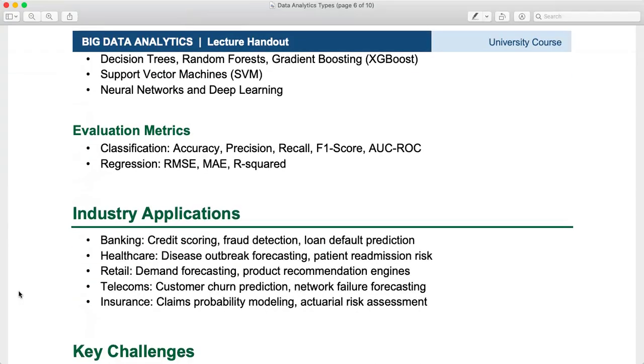Evaluation metrics that we use for classification: we normally go for accuracy, precision, recall, and area under the curve. For regression, we normally go for root mean square error and R square.